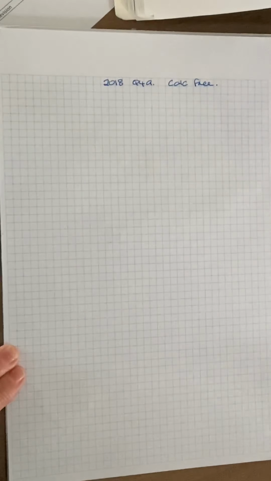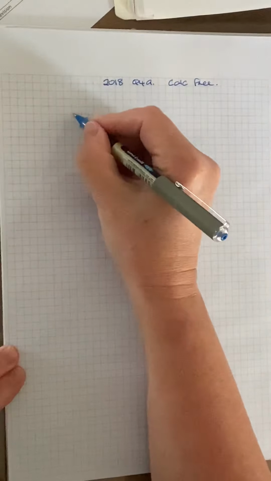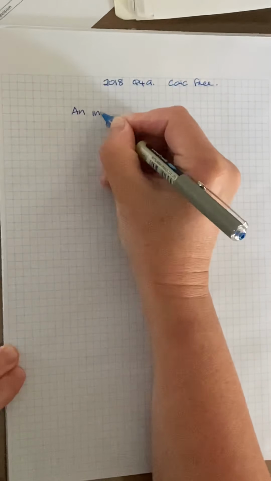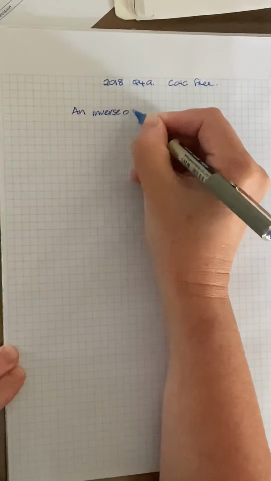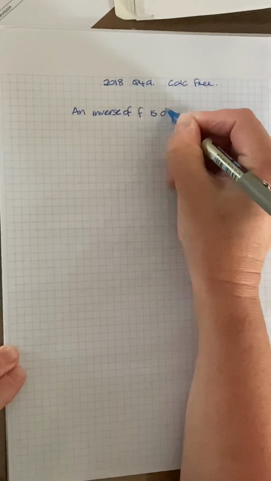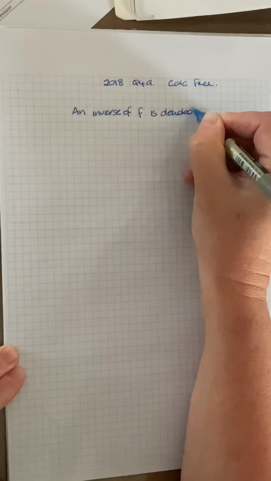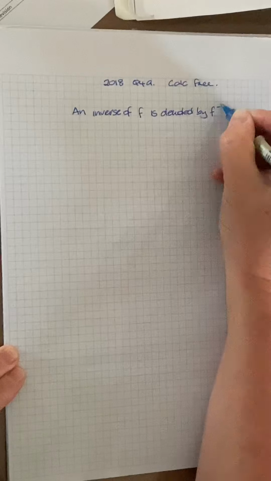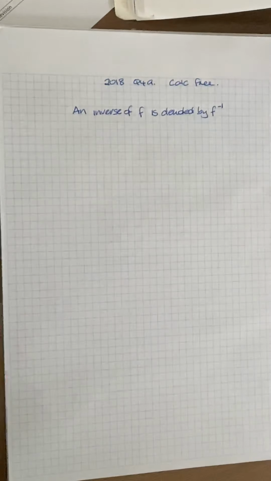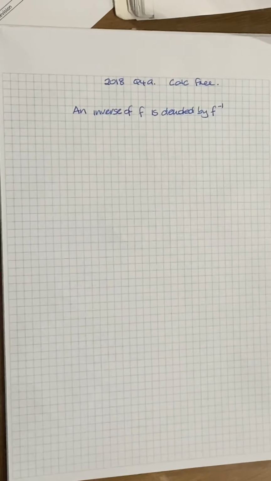So what we need to remember for inverses is an inverse of f is denoted by f to the minus 1. So that's not the same as 1 on f, it is a particular inverse function.